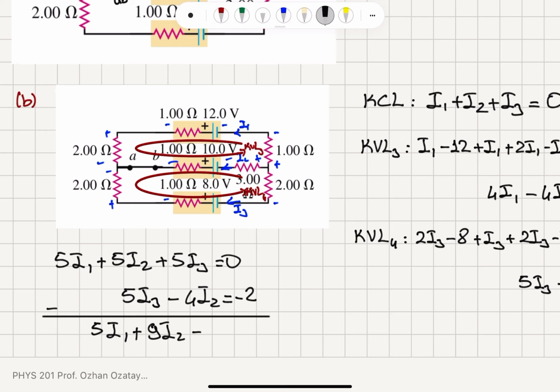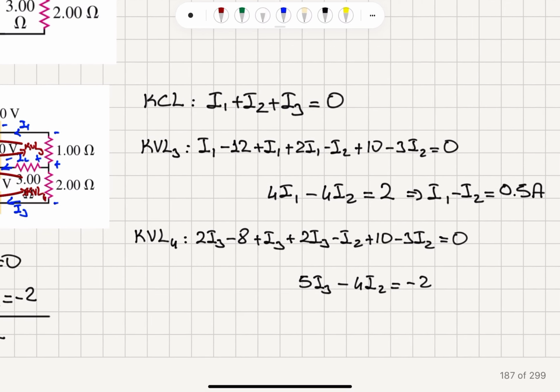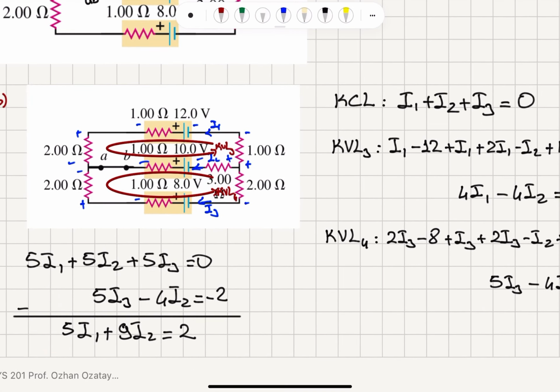5I3s will cancel, will be equal to minus minus, this will become 2. And at the same time, I have the KVL3 equation, which is I1 minus I2 is equal to 0.5 amps, or in other words, 5I1 minus 5I2 is equal to 2.5 amps. So if I subtract this second equation from the first equation, what am I going to get?